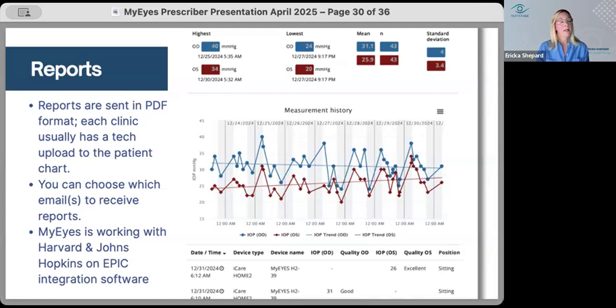But from there, if you want a tech in your office to upload the chart, we can send it to the tech. You can add other email addresses that we send it to, and generally they upload those to the patient's chart. MyEyes, it's super exciting, is working with Harvard and Johns Hopkins on Epic integration software. That's in the works right now, and hopefully soon we'll be able to send that report directly to the patient's chart for those that use Epic.